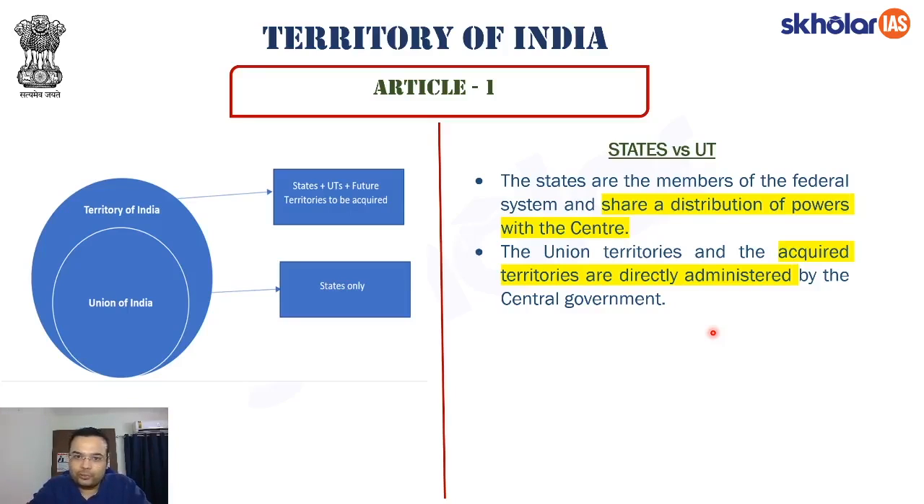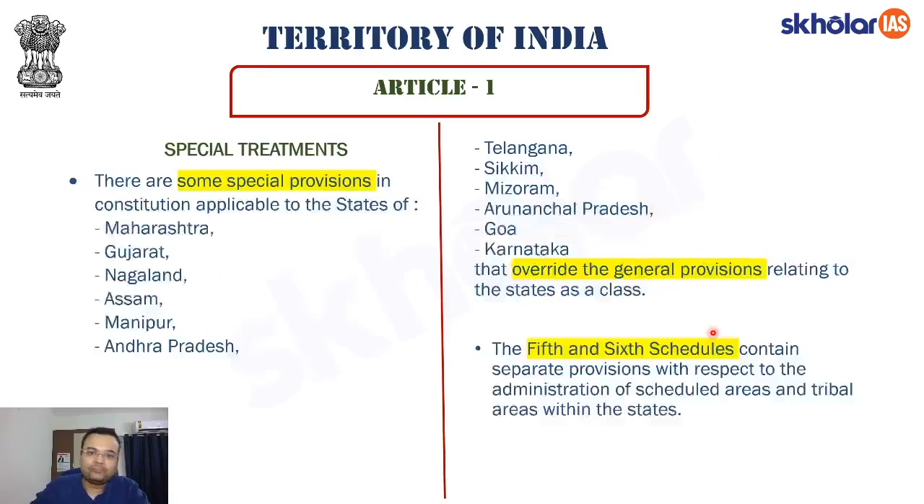So when we talk about UTs like Delhi and Puducherry, we see that several of the powers of the UT are vested with the central government. In the same manner, we see that recently Jammu and Kashmir has been made into two union territories. So both these union territories are now being directly administered by the central government. Now let's talk about some special treatments.